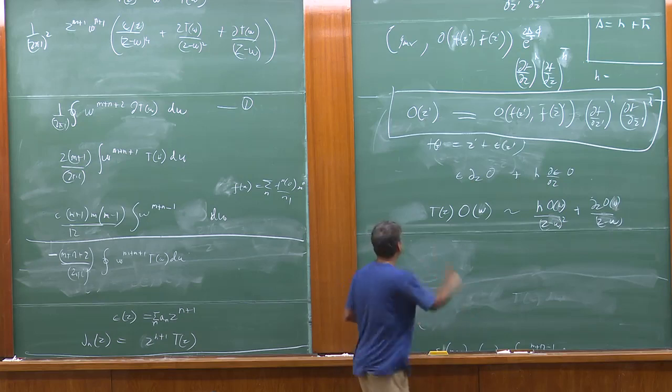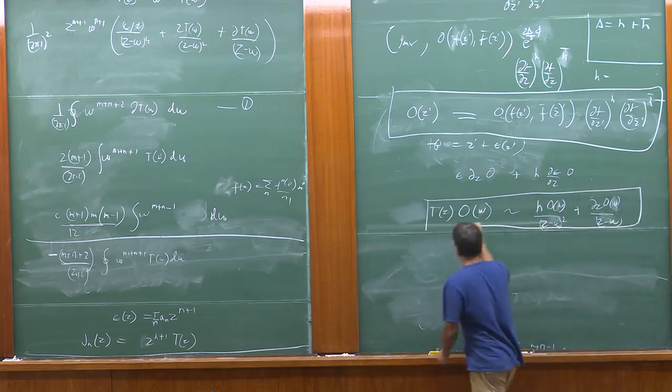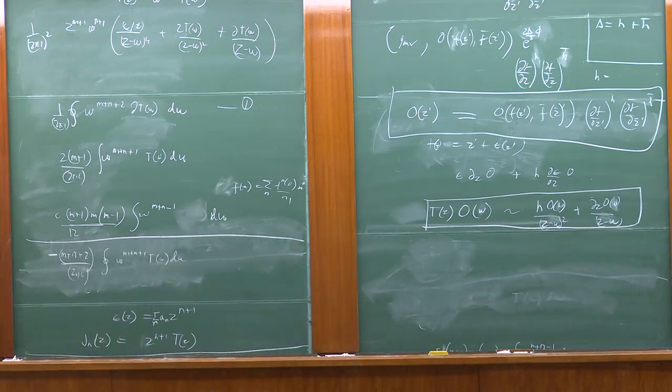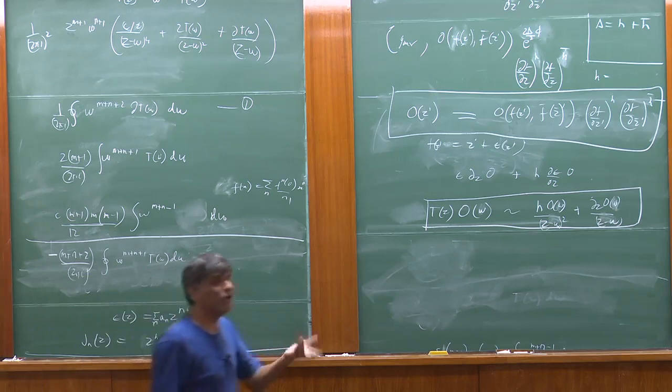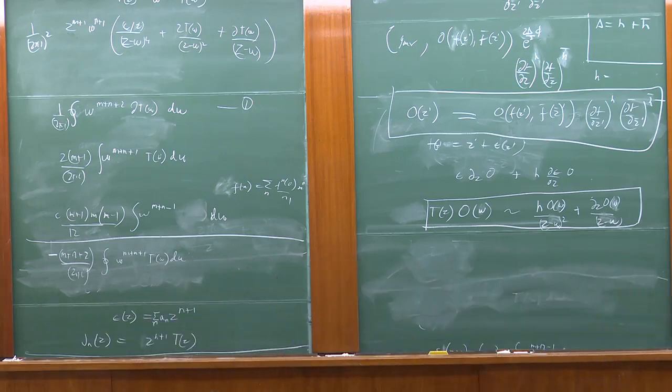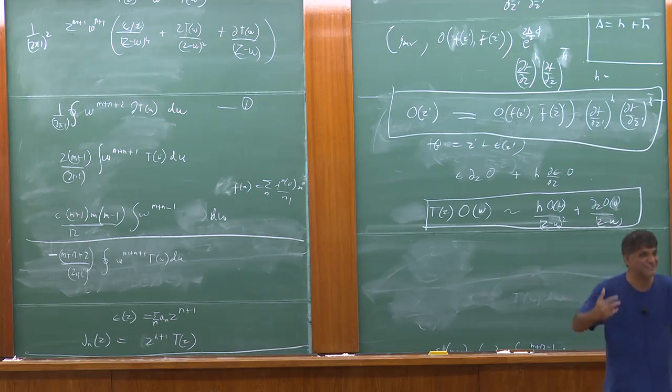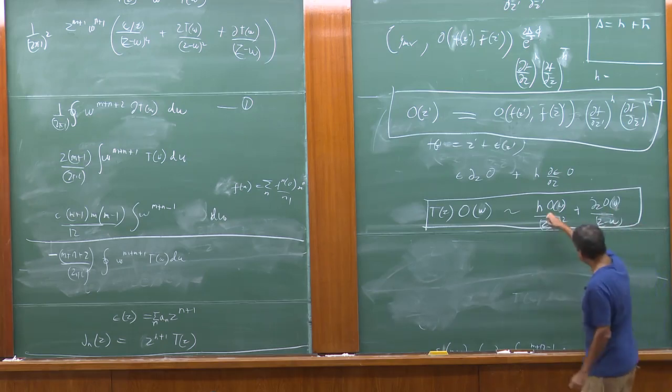Is this clear? So if we have a primary operator of holomorphic dimension h, then its operator product expansion with the stress tensor has to take this form. As we explained last time, this part was totally obvious. It just tells you that under a translation, O translates like a derivative. This part is more interesting. It tells you that under a scaling, it has dimension h.